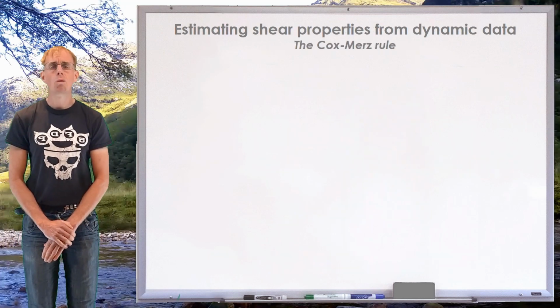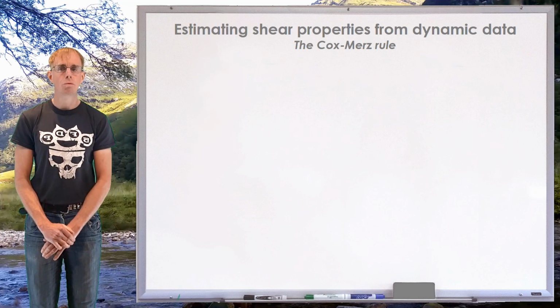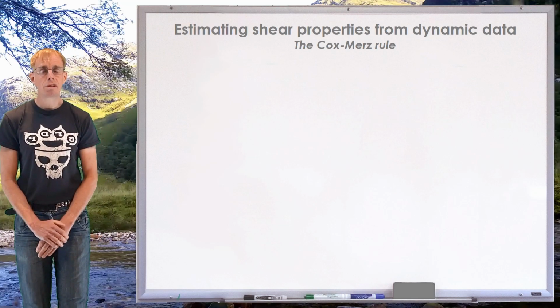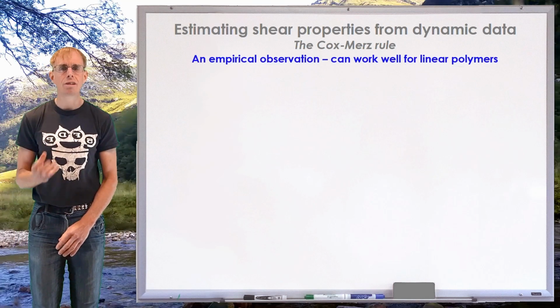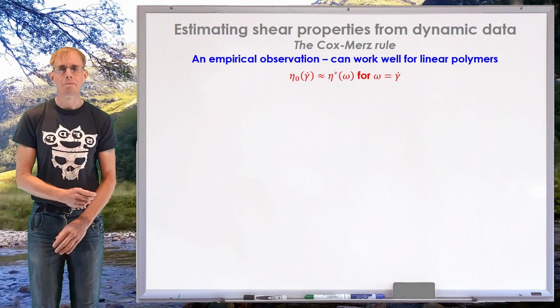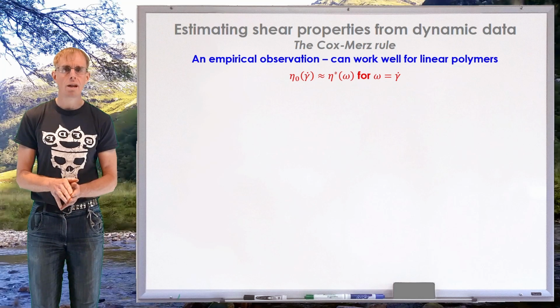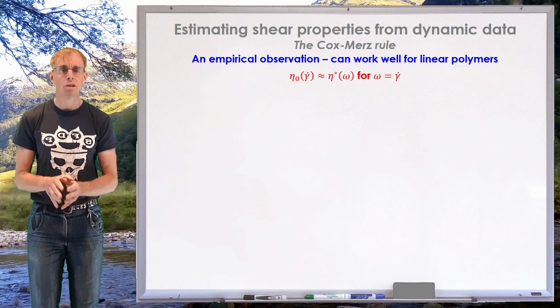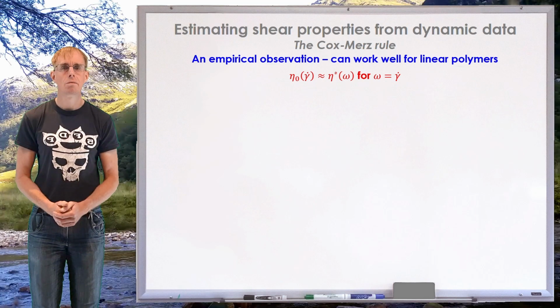One of the estimating techniques we use is called the Cox-Merz rule. This is very useful because it allows us to gain an estimate of the steady shear viscosity of a material from complex viscosity data. If you remember how we got measurements of complex viscosity, it was when we were looking at the linear viscoelastic response of a material under oscillatory conditions.